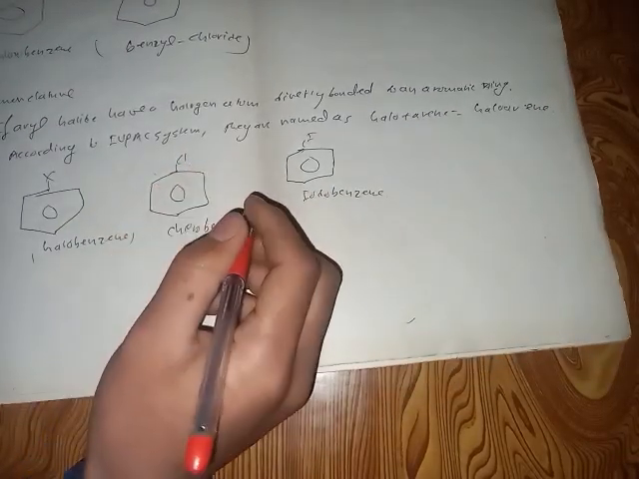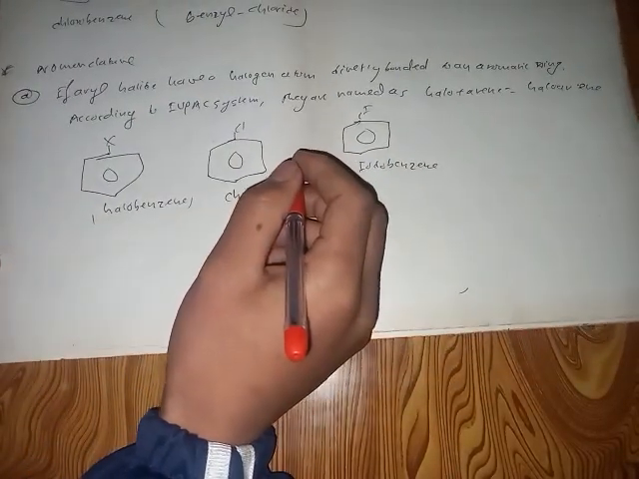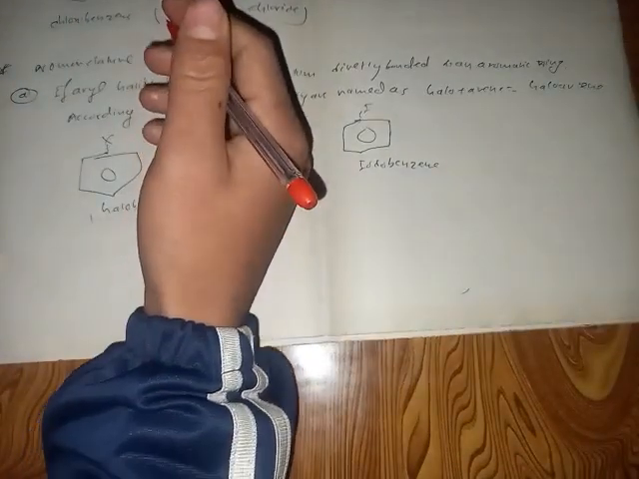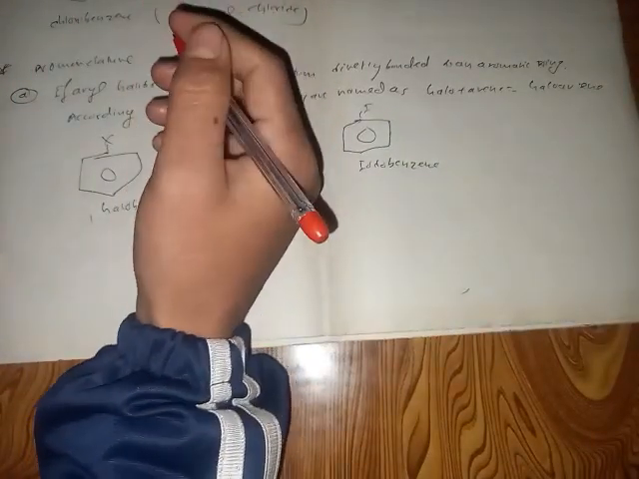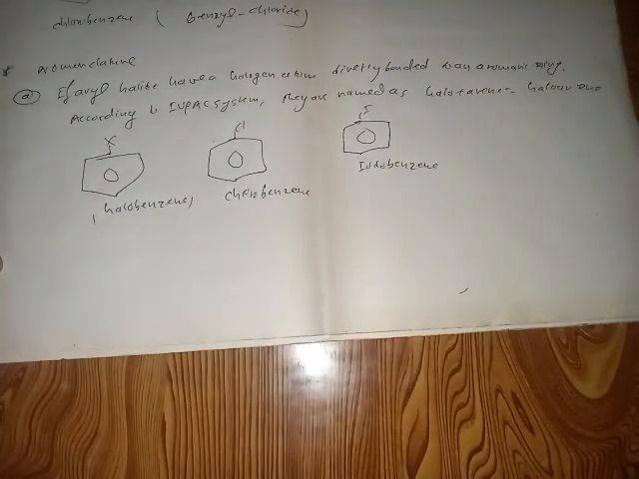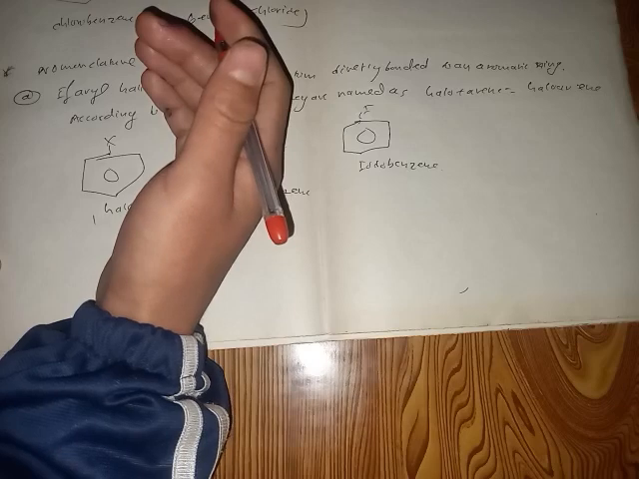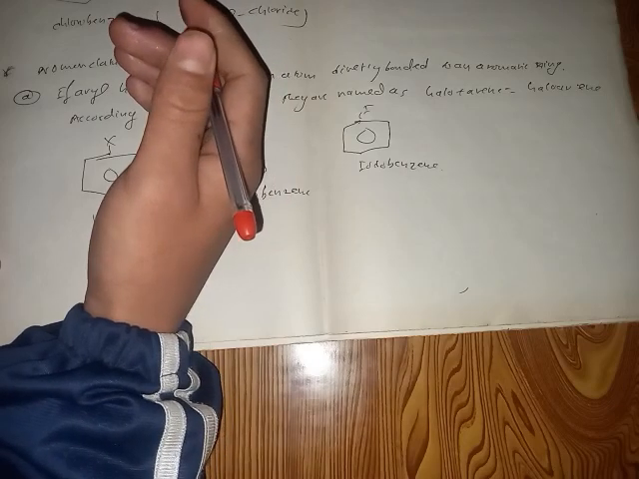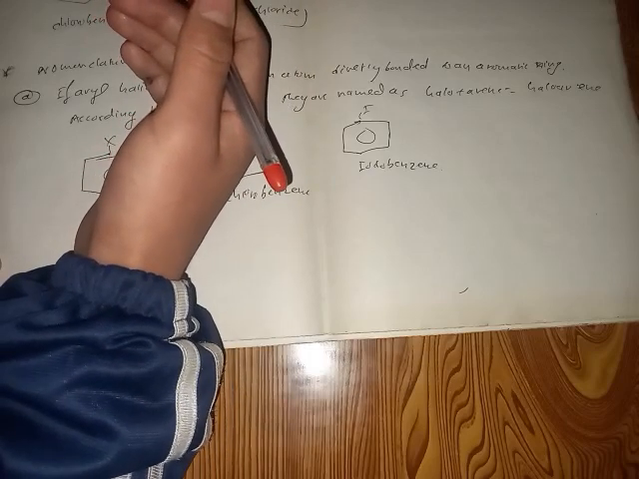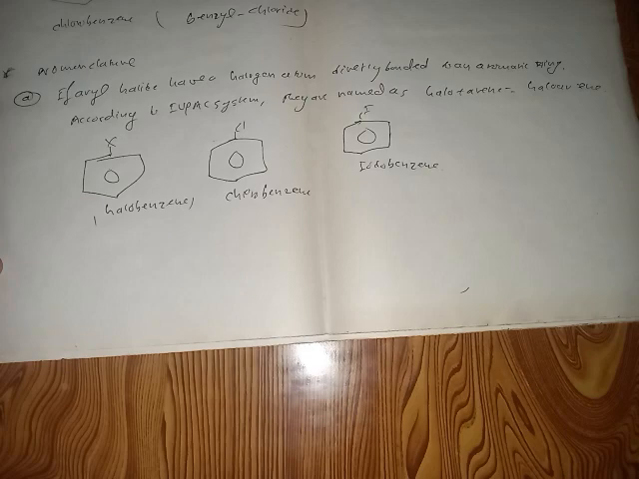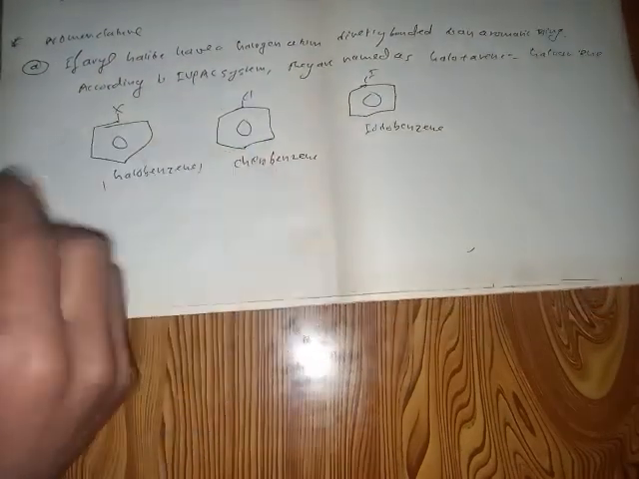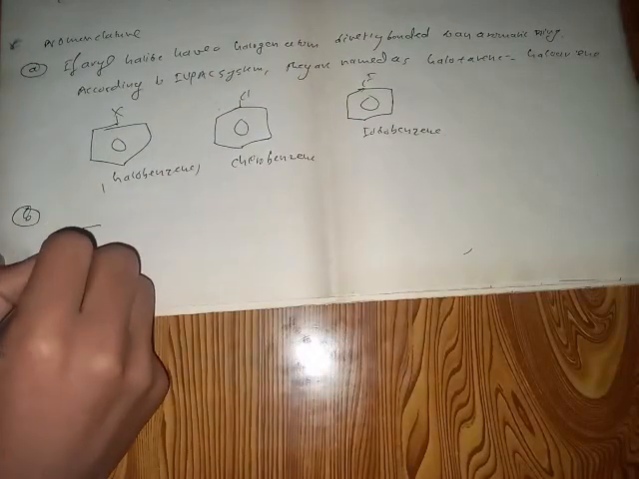And next, point number two. If more than one of the same halogen atom is present, their positions on the ring are indicated by numbers using the lowest sum rule, or the appropriate prefix. The appropriate prefix means ortho, meta, para, followed by di, tri, tetra, penta, etc.